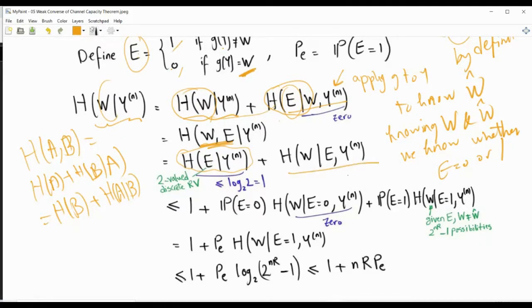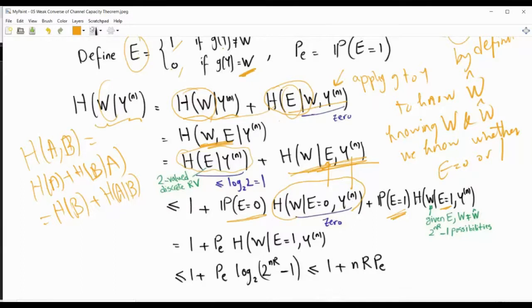What about this guy? This guy is a bit tricky. Here it tells you what is the uncertainty about W if we know E and if we know Y. Okay, let's take this. Because E is Bernoulli, we can basically investigate the two cases. We can say E is 0, and we multiply by the probability of 0, or perhaps E is 1, and we multiply by the probability that E is equal to 1.